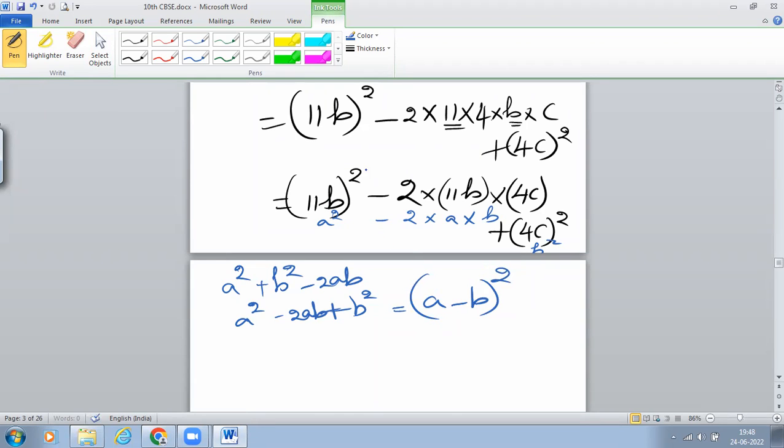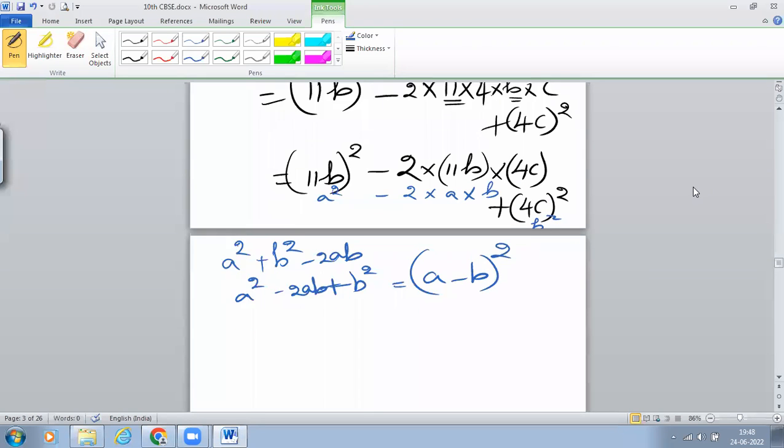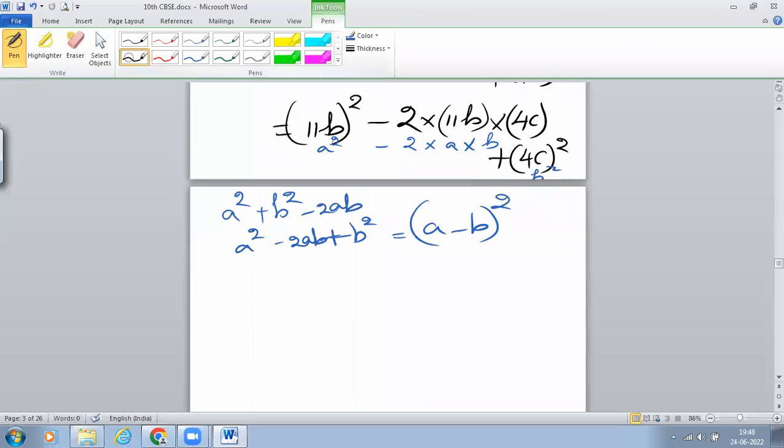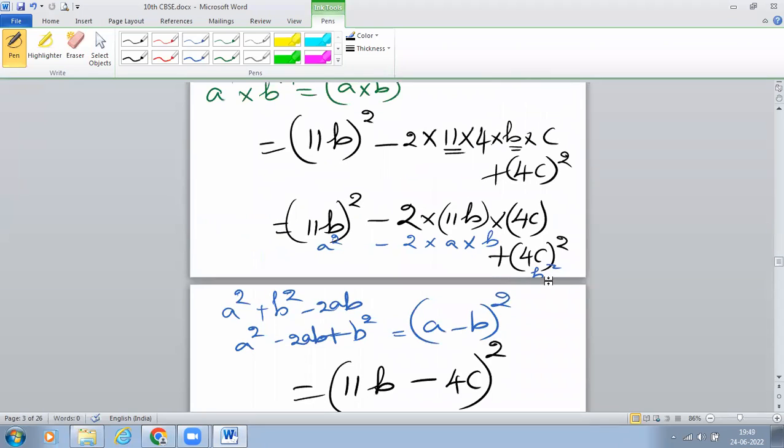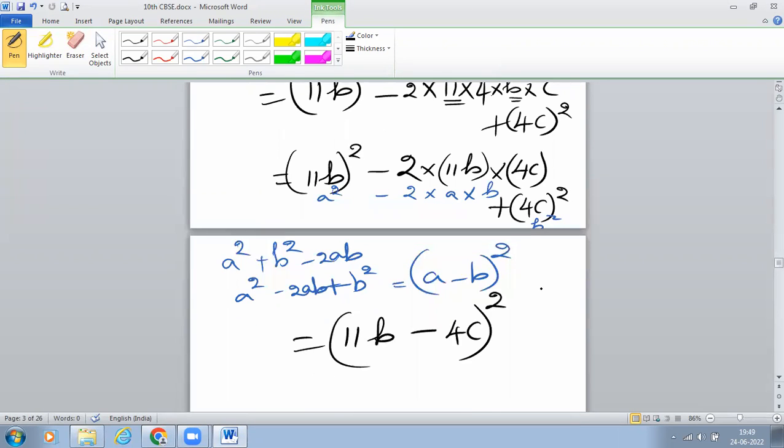Now here also, 11b the whole square minus 2 into 11b into 4c plus 4c the whole square can be expressed as, here in the place of a it is 11b. So 11b minus, in the place of b we have 4c. So 11b minus 4c the whole square. Am I right or wrong? Is it easy? Yes, sir. So we got 11b minus 4c the whole square.